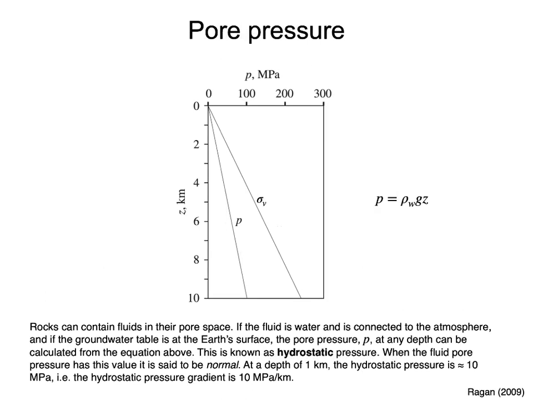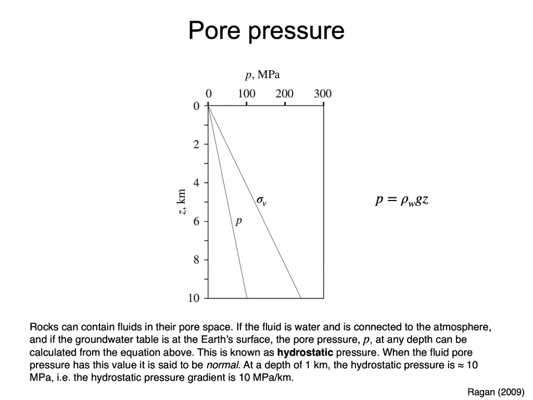An important factor we need to consider is pore pressures. Rocks can contain fluids in their pore space. If the fluid is water and is connected to the atmosphere, and if the groundwater table is at the Earth's surface, the pore pressure, P, at any depth is the density of water, times gravity, times depth. This is known as hydrostatic pressure. When the fluid pore pressure has this value, it is said to be normal. At a depth of 1 kilometer, the hydrostatic pressure is about 10 megapascals, that is, the hydrostatic pressure gradient is 10 megapascals per kilometer.